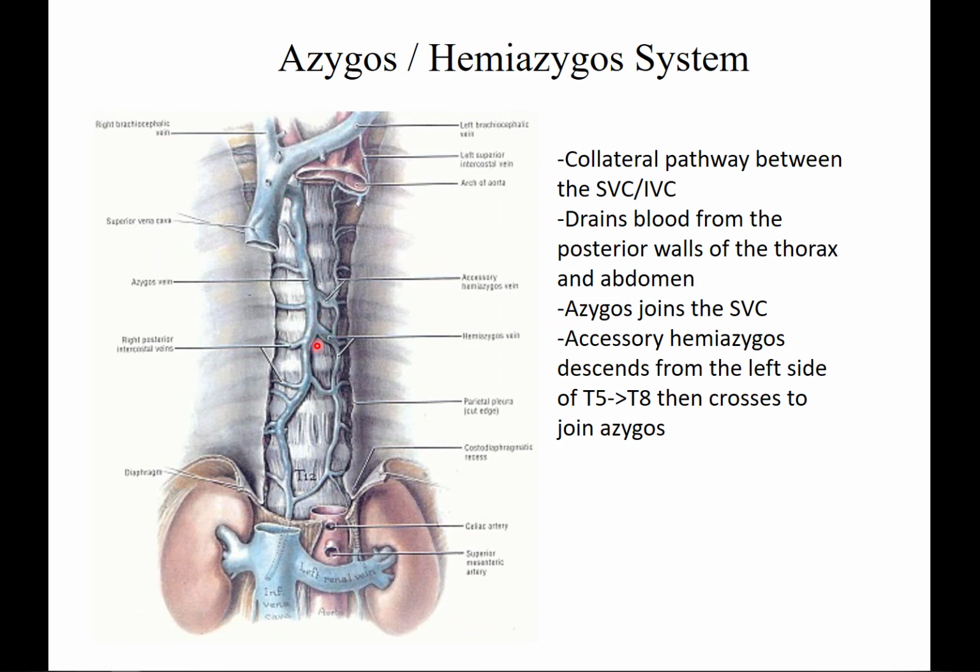A couple of things about the azygous and hemiazygous system of veins. You can see them traveling along here. That is your azygous vein that then, with the arch of the azygous vein, goes into the superior vena cava. And why do we have this? Well, it acts as a collateral pathway between the superior and the inferior vena cava. It will also drain blood from the posterior walls of your thorax and your abdomen. The azygous vein will join your SVC, or superior vena cava. The accessory hemiazygous vein will usually descend on the left side of T5 to T8 and then cross to join the azygous vein.